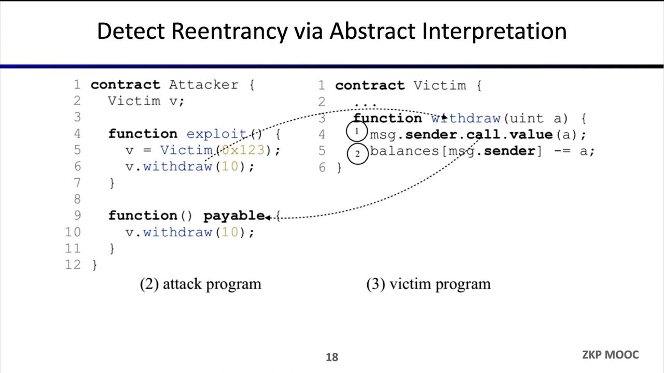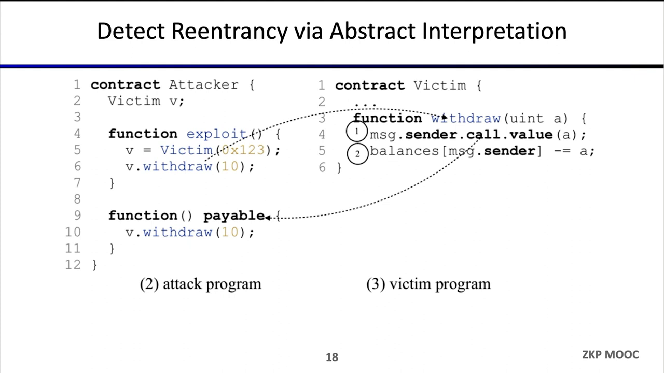So abstract interpretation can be used to capture many nasty bugs in Web3 smart contracts. For instance, some of you might know that the reentrancy attack is very dangerous to smart contracts, because it enables an attacker to repeatedly withdraw user funds without updating the balance. Let me use this example to illustrate.